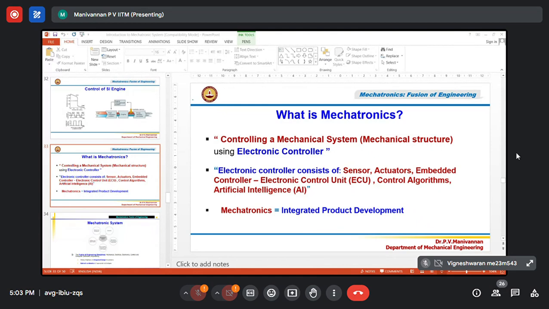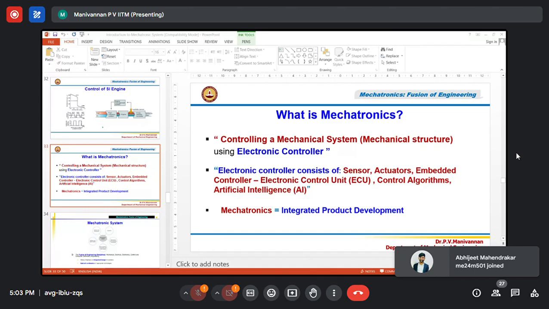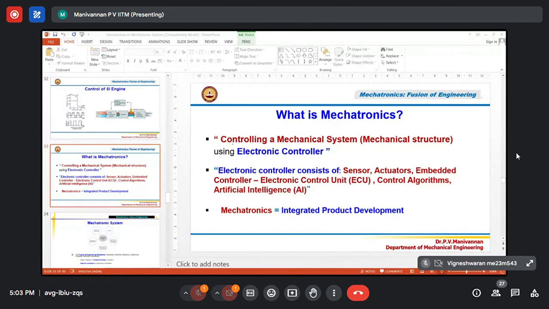What is mechatronics? Mechatronics is nothing but controlling a mechanical system using an electronic controller. The electronic controller consists of sensors, which are also called feedback sensors. Note down, it is called a feedback sensor, which is used for controlling the machine, which provides the system output.